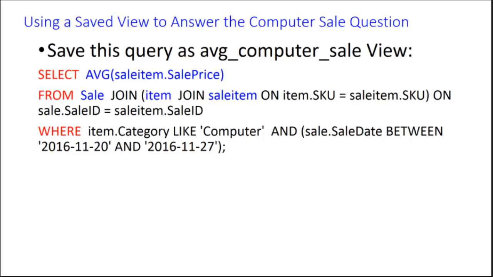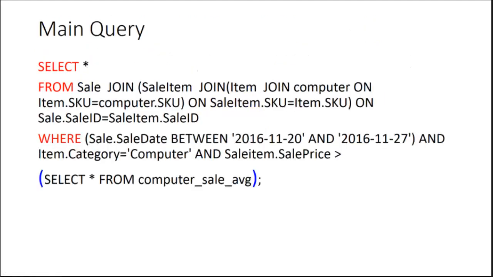For example, here, calculating the average computer sales. We can use that same subquery as an independent query and save this as a view, and then reference this in the main query. A saved view will perform exactly like a table. So that's a virtual table. And then we run the main query, similar to the same main query we had before, but we reference that saved view.